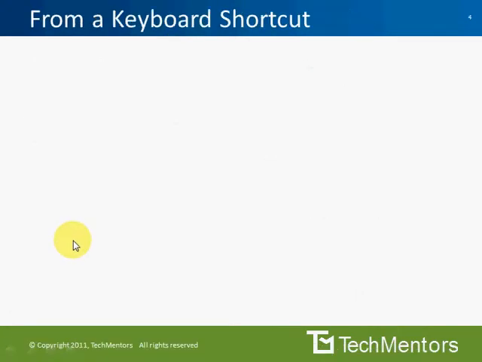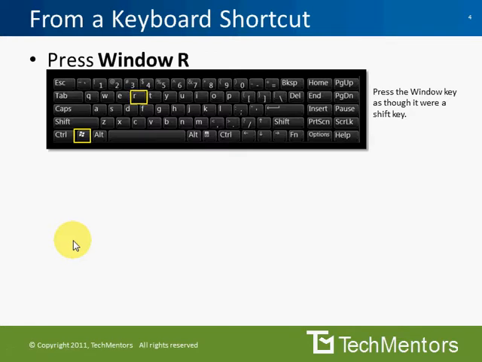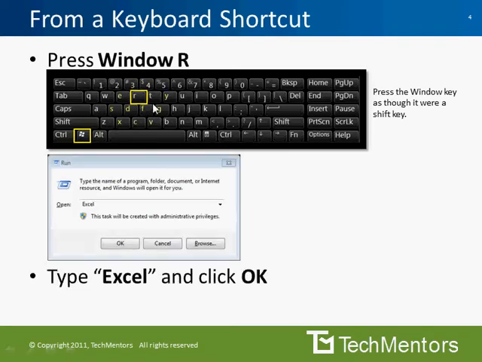Another way you can start Excel is by pressing the Window key and then the letter R. Most people don't know about this Window key here. It's the same thing as clicking the Start button. But if you press Window like it's a Shift key and then the letter R, you'll get this Run dialog box. Here you can type the word Excel, click OK, and it'll start Excel for you. That way you don't have to worry about where they put it in the Start menu.